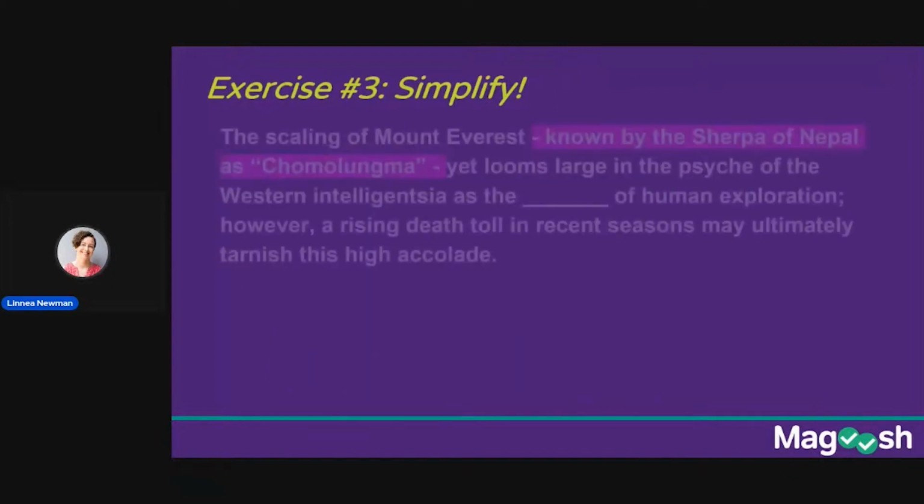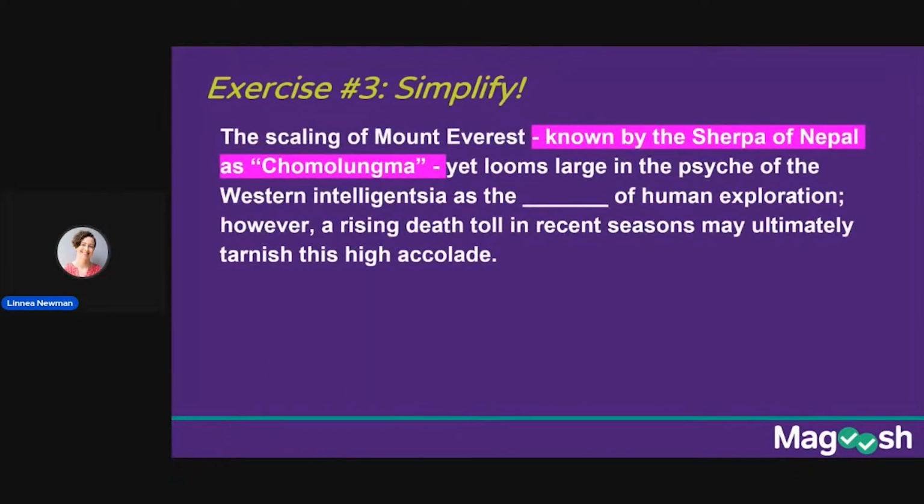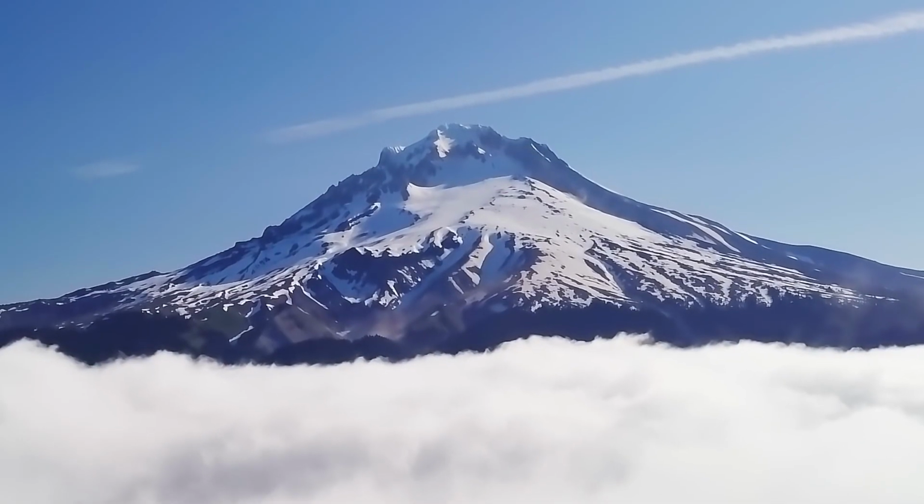Okay, so this first part, the scaling of Mount Everest, then we've got dashes, known by the Sherpa of Nepal as Chomolungma.